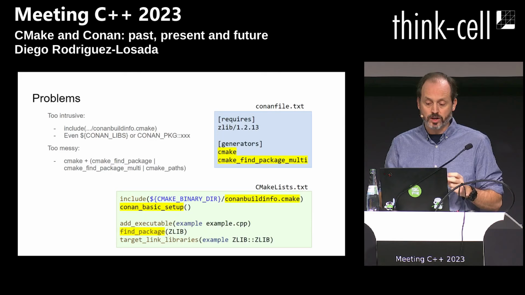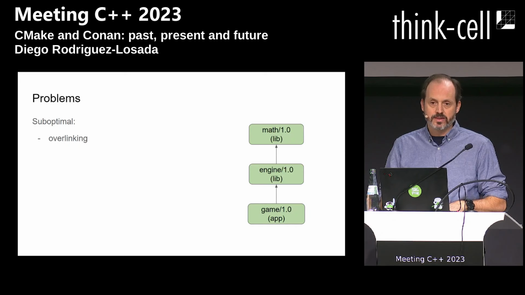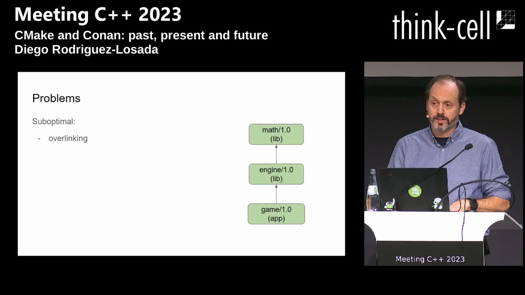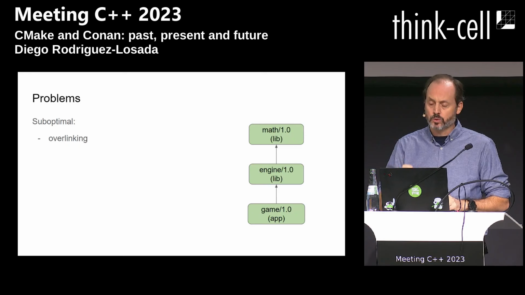in the CMake list. And there was an extra problem here, that is the model for dependencies in Conan 1 and with these legacy generators was overlinking. They didn't have a model of the different libraries that they were involved in the process. That means that when we have a dependency graph like this, it didn't matter what was the type of the libraries. If it was a shared library or a static library, in this case, the application was always linking with both engine and math.